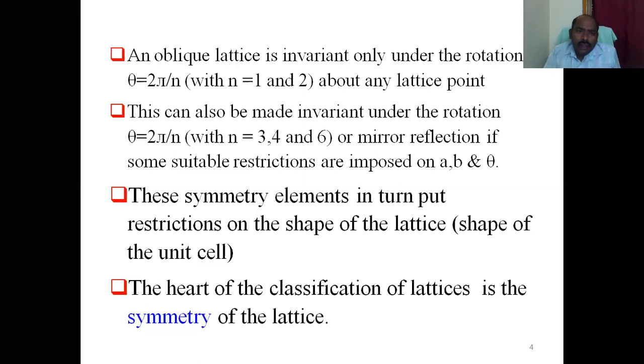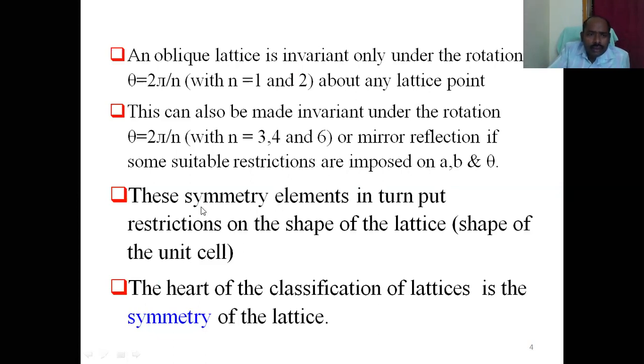So only these two possibilities are there, but for 3D we have studied n is equal to 3, 4, 6. For n is equal to 3, 4, 6 also rotational symmetry exists. So we can achieve these symmetries by imposing suitable conditions on A, B and theta. In that way we get other geometrical shapes also.